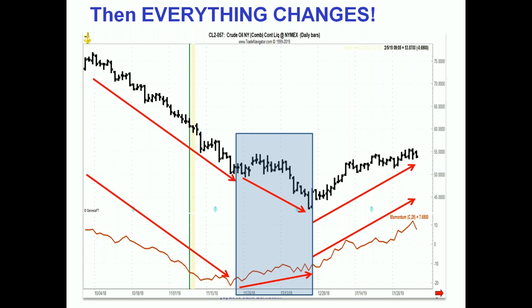The momentum we'll use is momentum 28. In your software, it may be called rate of change, but it's 28. What does that mean? It means that every point on the momentum chart is looking at the price today, subtracted from the price 28 days ago. So even though they move in the same direction, there are times when they don't move in the same direction.